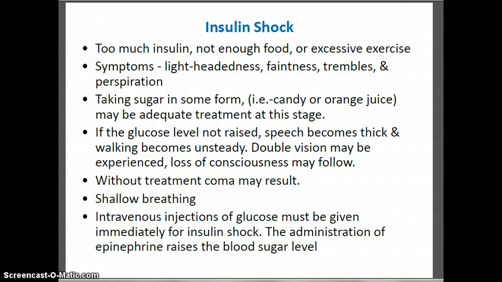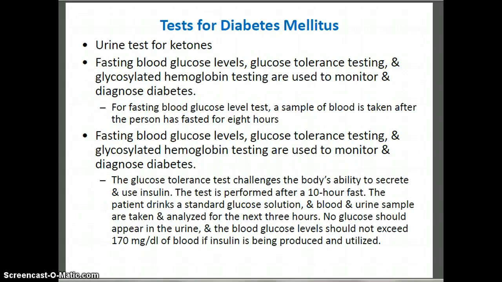Insulin shock results from too much insulin, and in that case, blood sugar level must be raised, and perhaps intravenous injections of glucose might be needed. Epinephrine can also help to raise blood sugar levels. Tests: urine tests for ketones, fasting blood glucose levels, glucose tolerance tests, and so forth. And the glucose tolerance test challenges the ability of the body to secrete and use insulin.